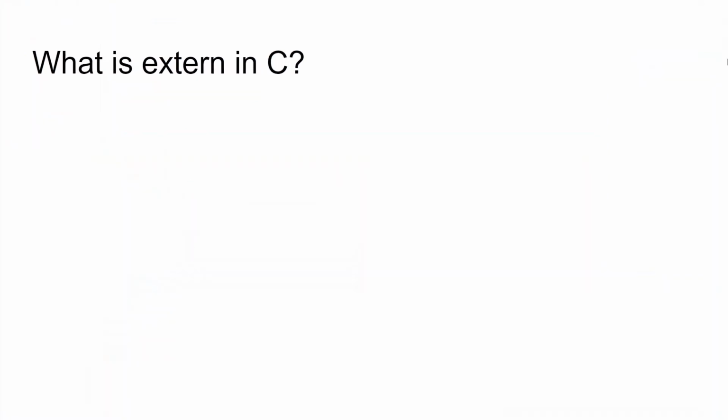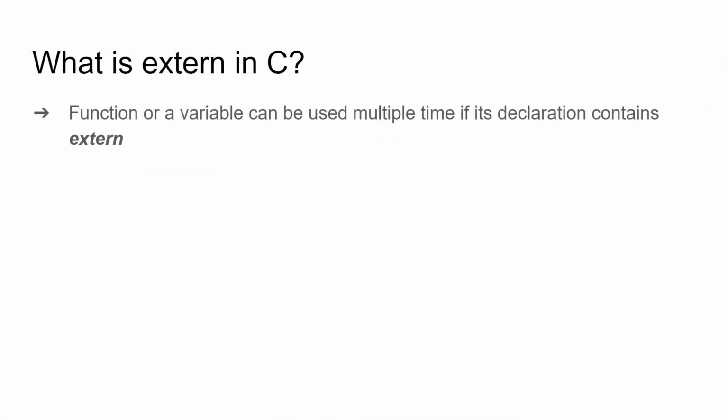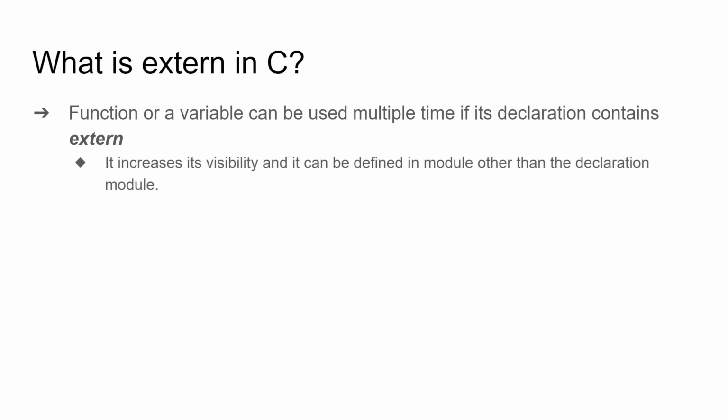So the next question is, what is extern in C? A function can be declared as extern, or a variable can be declared as extern. And when a variable is declared as extern, then you can have multiple declarations of that variable, and it will increase the visibility of the variable within the modules. And you can have different declarations, but the definition will be done only once.